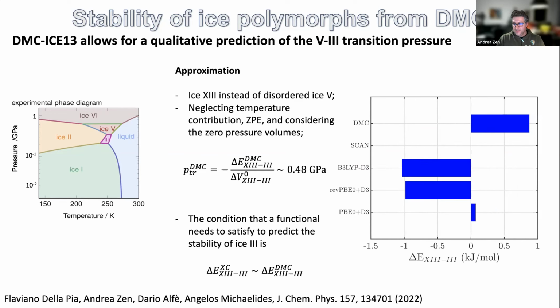Why didn't they see that in the previous two works? Well, if we look at the density functional theory functionals that they used, the energy difference between ICE13 and ICE3 has the wrong sign, meaning that ICE3 cannot be stable because they predict the energy of the wrong ice to be more stable. So that was the reason. It seems that the energetics is the main thing needed to have a more reliable phase diagram.